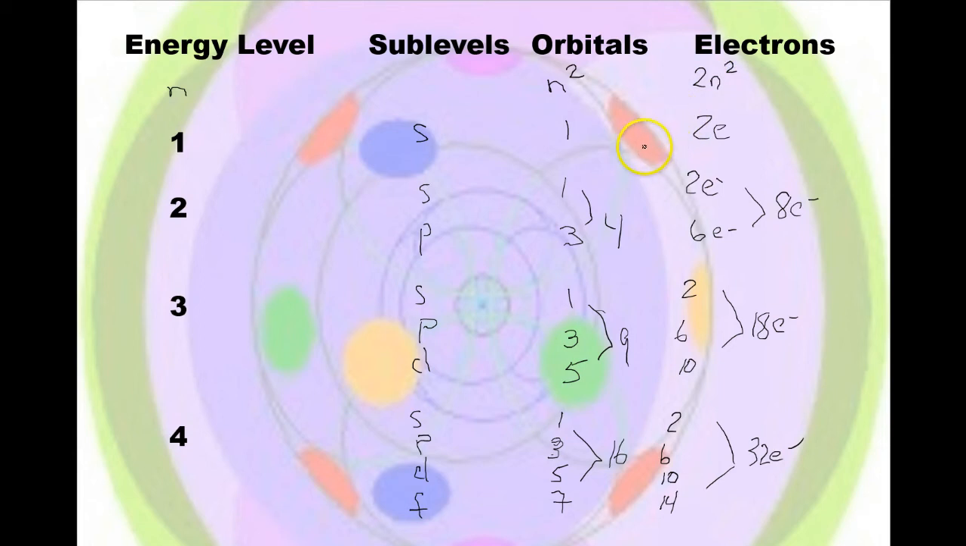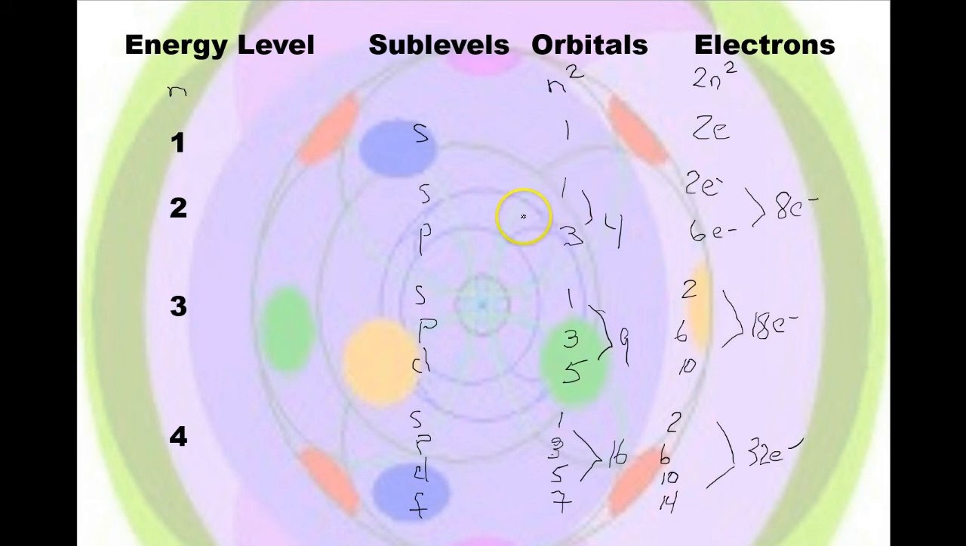So let's say, for instance, we had 8 energy levels. Well, how many orbitals would you have in the 8th energy level? Well, you would have n squared. 8 squared is 64. And then if you double that, for the number of electrons, you would have 128 electrons in the 8th energy level, if we had atoms that had that many electrons.